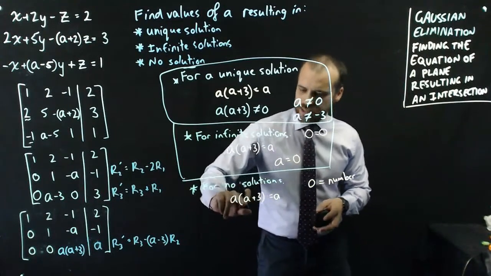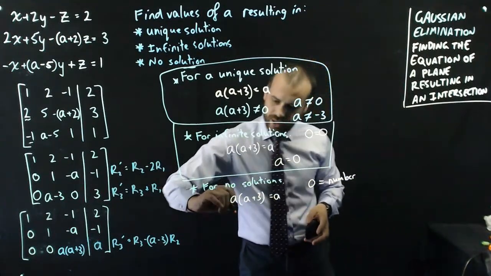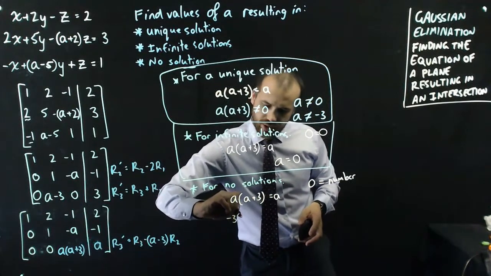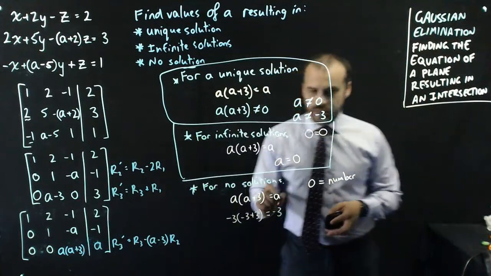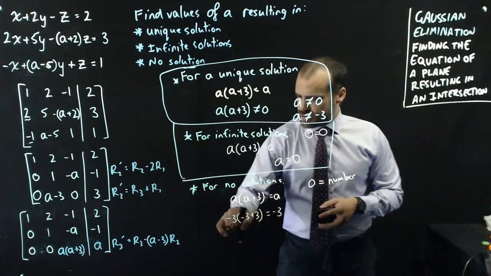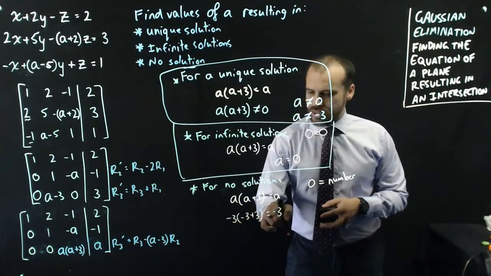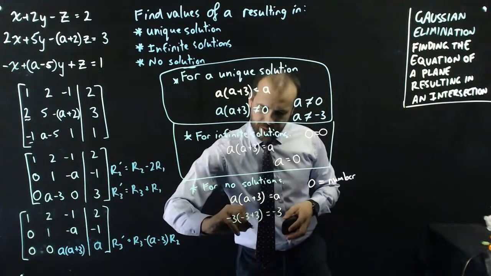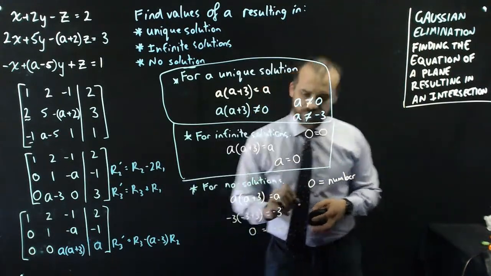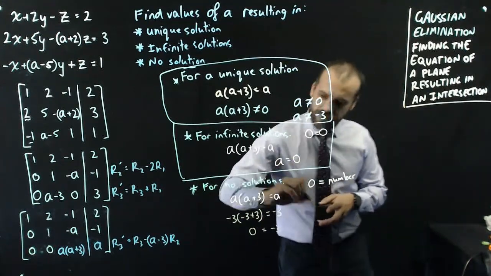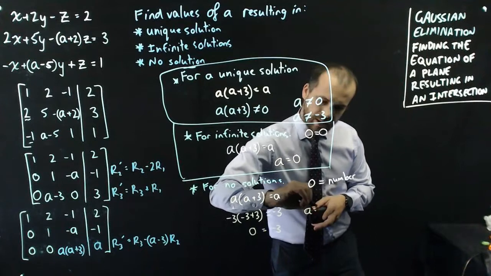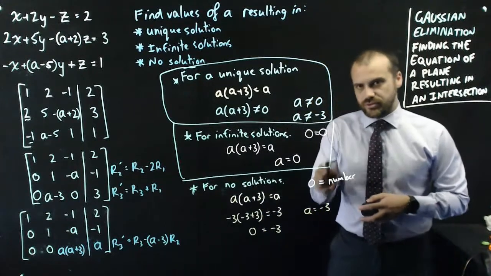If we put negative 3 in here, we'll get negative 3 times negative 3 plus 3 equals negative 3, which will lead me to negative 3 times 0 equals negative 3. That means that 0 equals negative 3. Contradiction, no solution. So, for no solution, a equals negative 3.